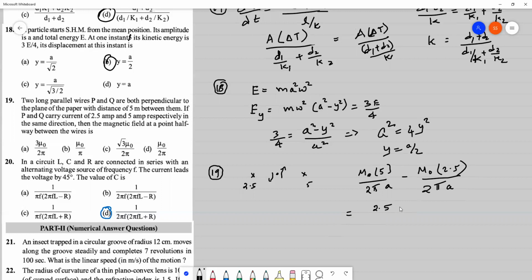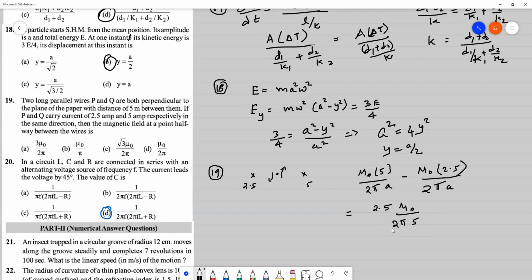2.5 mu naught by 2 pi, a is 5. So what will be the answer here? This 5.5, so 1 by 4. So we will check what we have done. Mu naught I by 2 pi a.